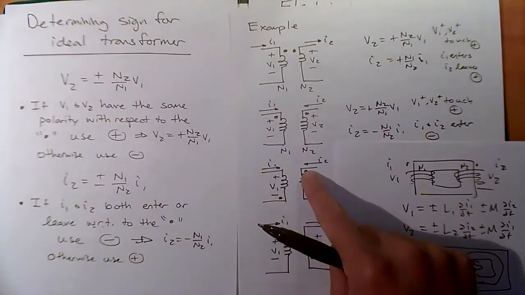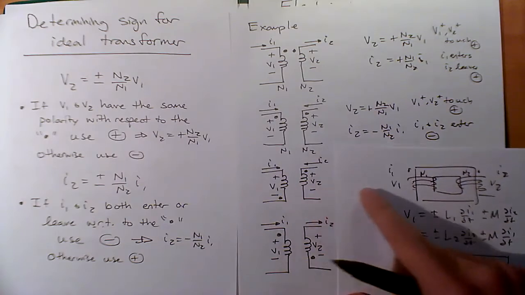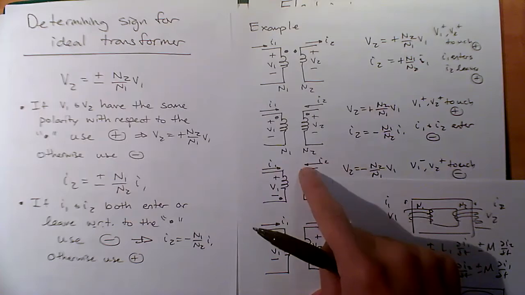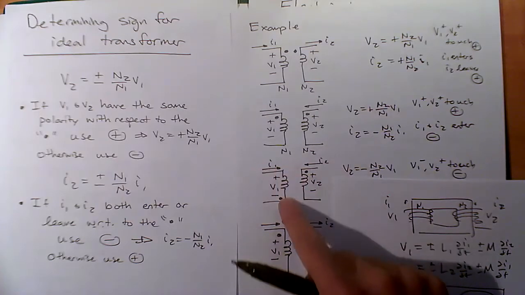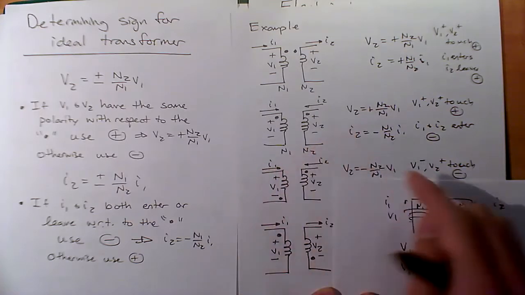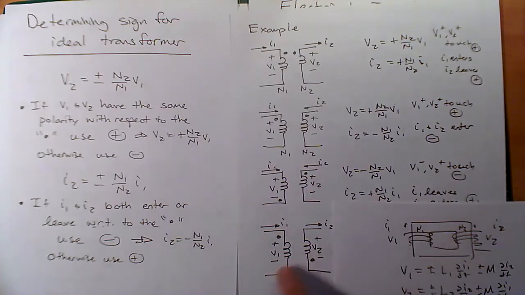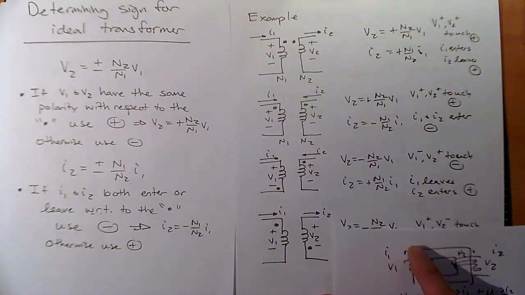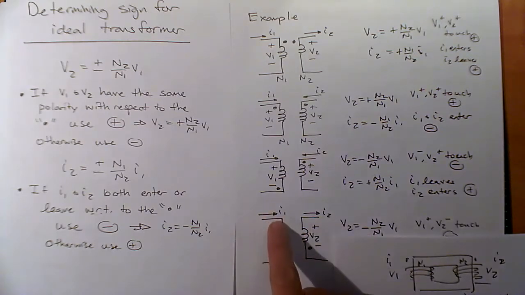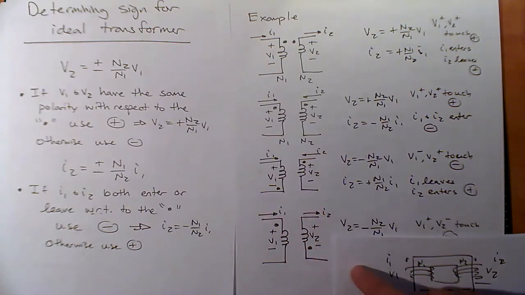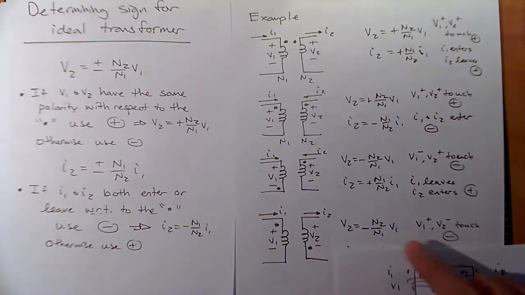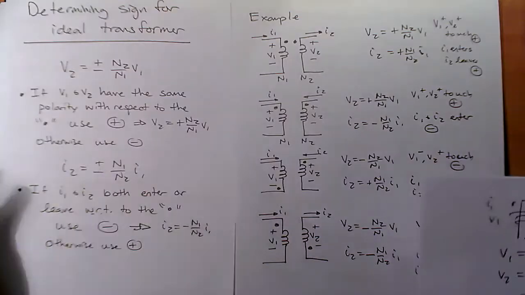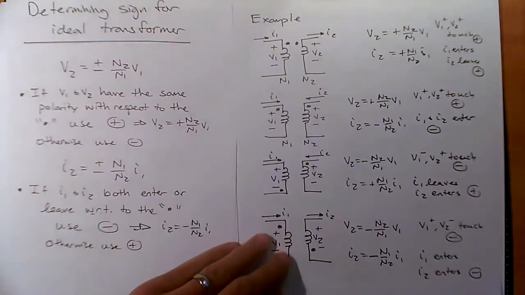V1 negative, V2 positive is touching. That should be negative for the voltage. Good. And let's see, we gotta be careful here. I2 is entering, but I1, if we go through, is actually leaving. So that's an opposite, so that means it's positive. Good. And this last one here, what do we have? V1 positive, V2 negative. That means it's negative for the voltage. Good. And I1 is entering, and technically if we follow, I2 is also entering, that should be negative. Good. Okay, so it's not too bad. Just grind a bunch of these problems and the sign's pretty straightforward. Just follow the rules, right?